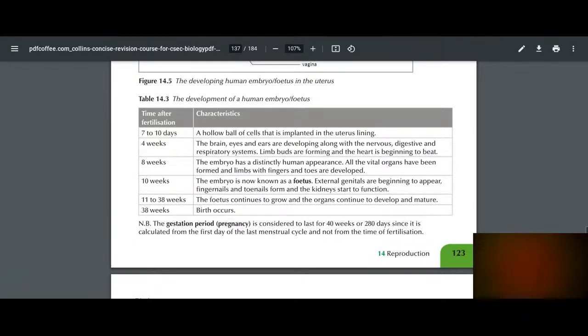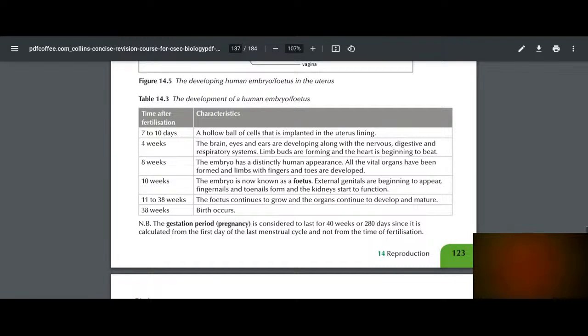The development of a human embryo or fetus. So in 7 to 10 days, we have a whole ball of cells that is implanted in the uterus lining. Then in 4 weeks, the brain and the eyes start to develop, along with the nervous, digestive, and respiratory systems. Then in 8 weeks, the embryo has a distinct human appearance.